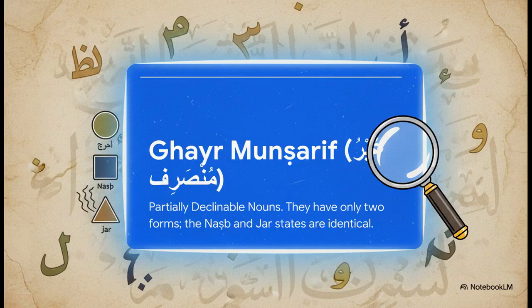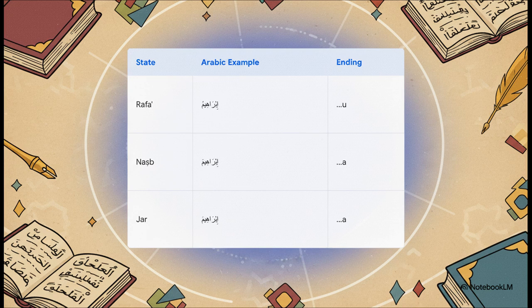All right, on to our second category, غير منصرف, the ones that only partially change. Now these are a bit different. Instead of 3 unique forms, they only use 2, which in a way kind of makes things a little simpler. Take a name like Ibrahim. For the Rafa state, it ends in a simple U sound. But check this out. For both Nasb and Jarr, it ends in A. They look exactly the same. This is where you have to use the context of the sentence to figure out what job the noun is doing.